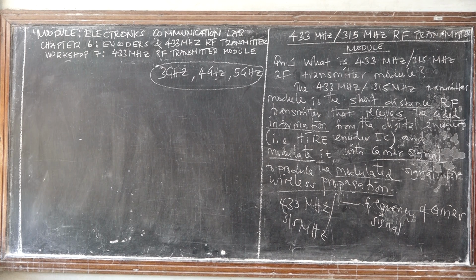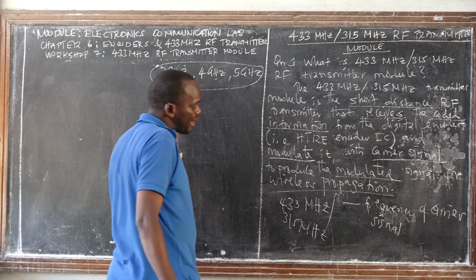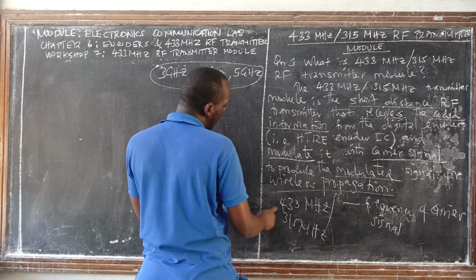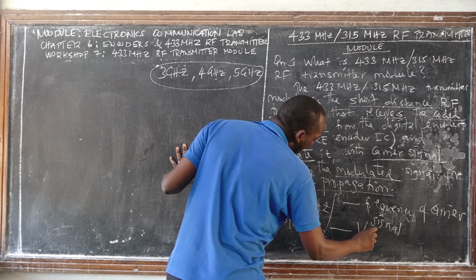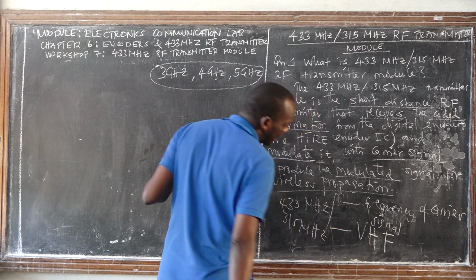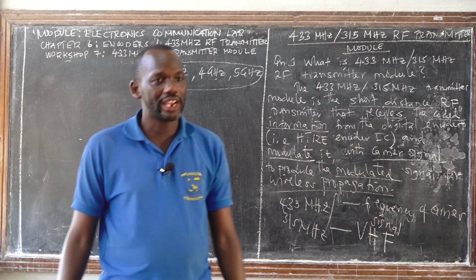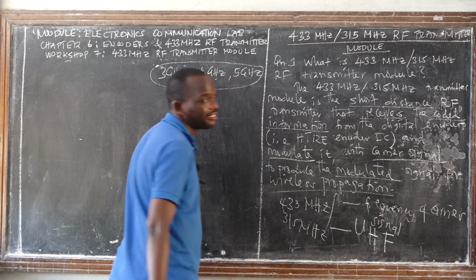It is VHF. VHF is the abbreviation of what? Very high frequency. What are the boundaries of very high frequency? Okay, very good. So 433 megahertz or 350 megahertz, Adam said, also gives information about the bandwidth of communication. It's not very high frequency, it's ultra high frequency.